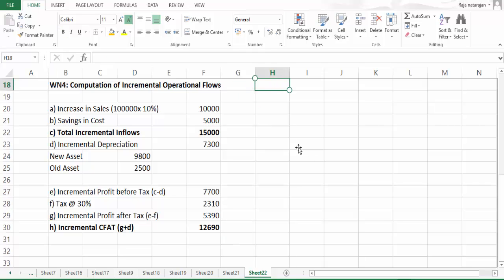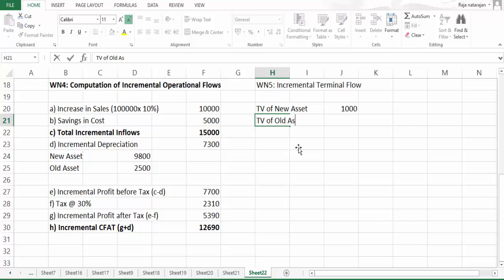Then let me also calculate my incremental terminal flow. Working note 5, incremental terminal flow. So what's going to be the terminal value of the new asset? Terminal value of the new asset is going to be 1,000, and terminal value of the old asset, the question says, is 0. So your incremental terminal flow is 1,000. So now you have all the pieces of information. Let's go and compute NPV.